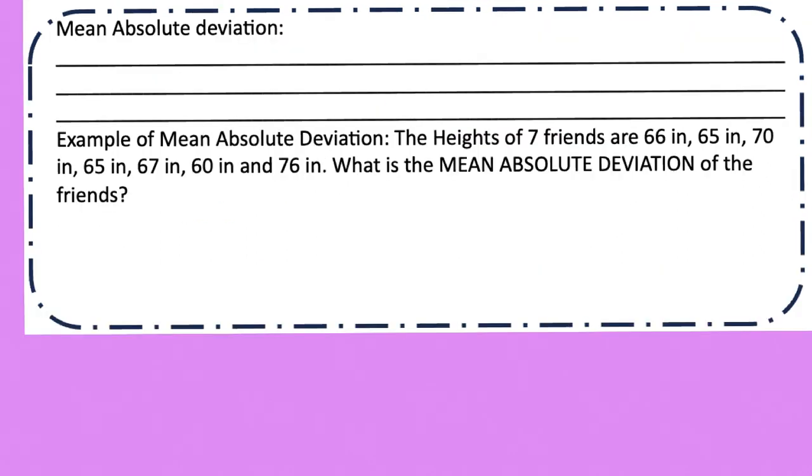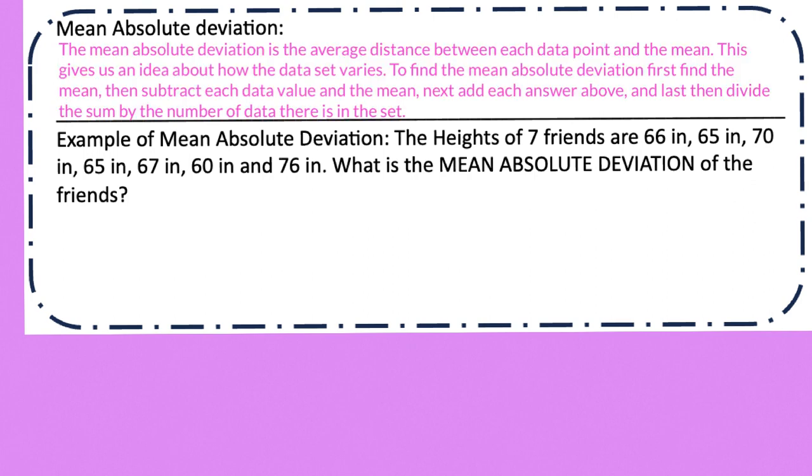This next one is the mean absolute deviation. This is a tricky one. The mean absolute deviation is the average distance between each data point and the mean. This gives us an idea about how the data set varies. If the mean absolute deviation is really large, then there's a wide variation of data values. But if it is small, then there is just a small difference between all of the values.